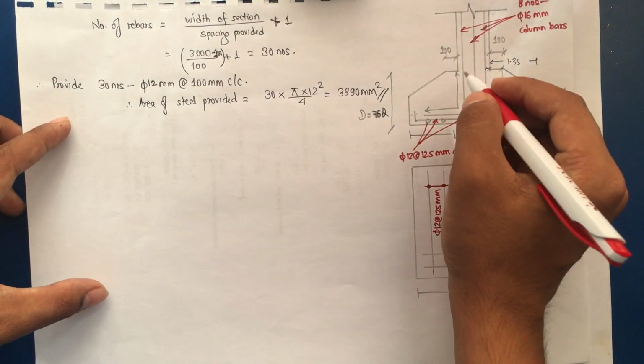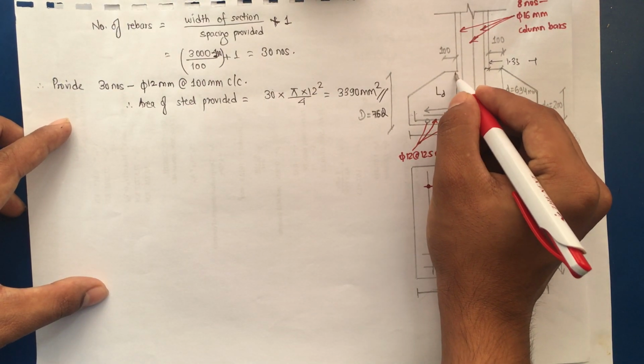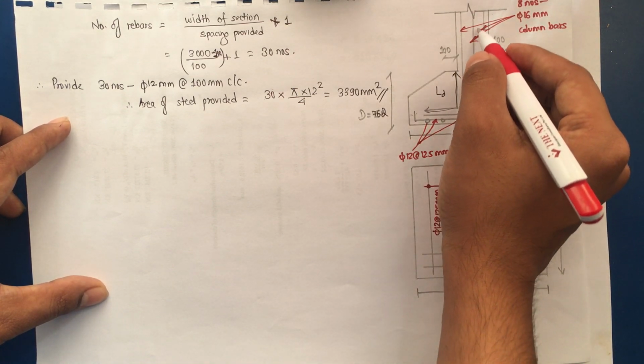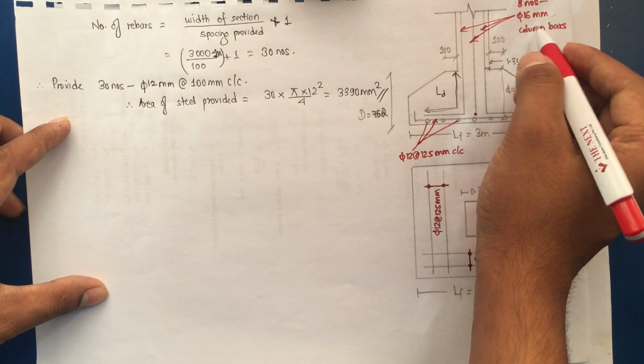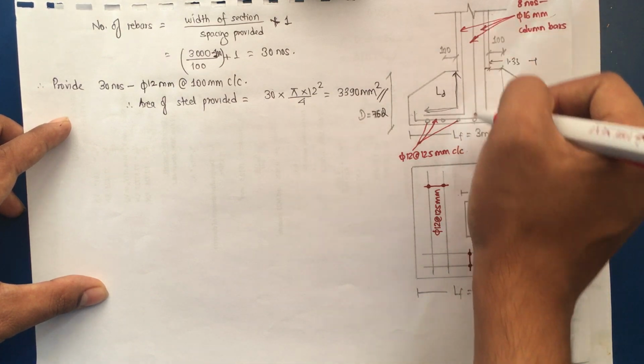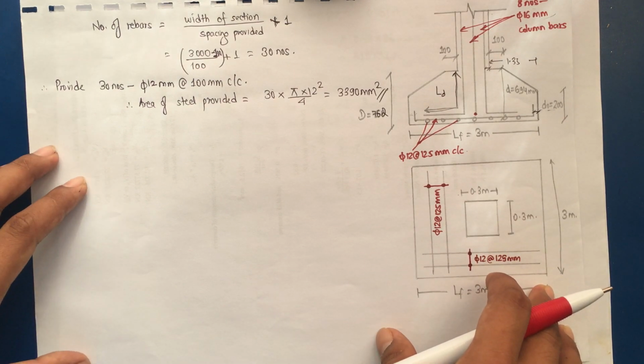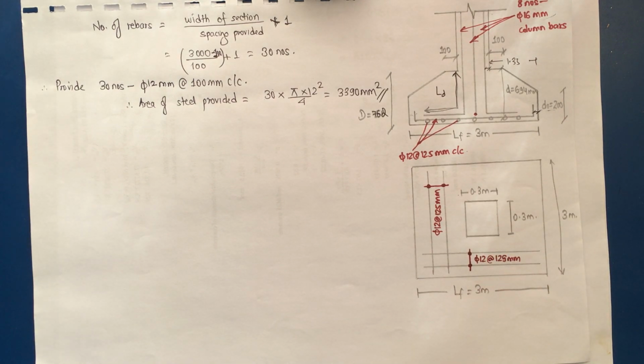So you can see here, this will be the LD, this length, and the reinforcement, that is 8 numbers of 16 mm column bars, is extended up to LD into the footing to ensure the transfer of the load from column to footing. Thank you.